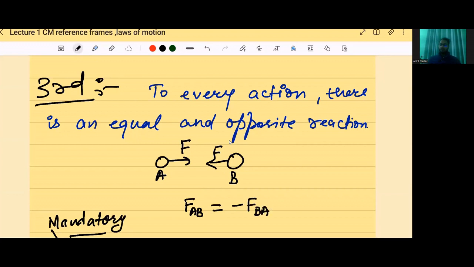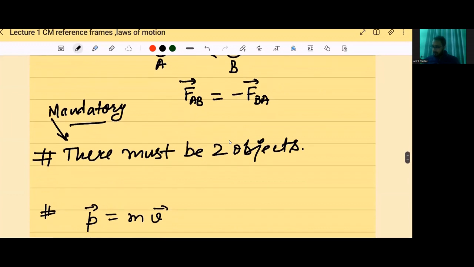This is a vector quantity. All of this we have studied from 9th onwards. This is not a big thing. Now, there must be two objects. It is a very mandatory condition that for the third law there must be two objects, and one object cannot exert a force on itself. There must be two objects in order to have an action and reaction pair.